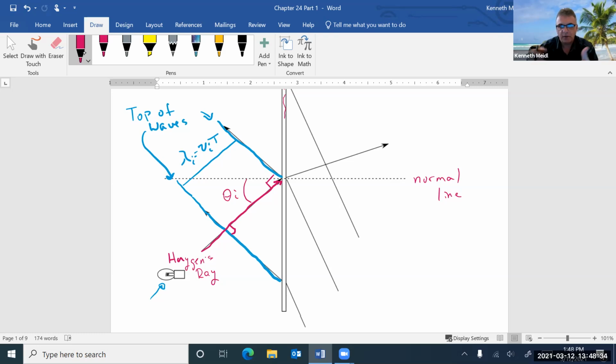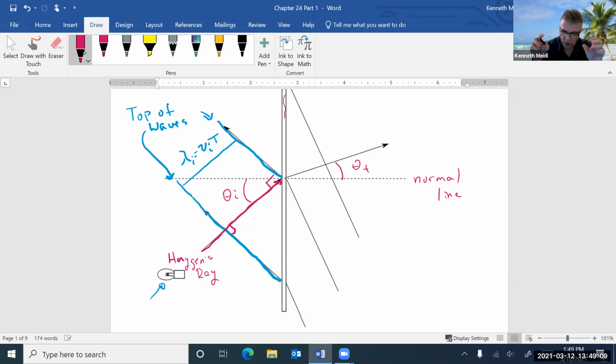So really, waves are moving at the speed of whatever the wave is in that material. In something like air, it's very close to 3 × 10⁸ meters per second. And I'm going to cut across those wave fronts with this Huygens ray, and it has to be at right angles to the wavefronts. I can see that this is my incident angle with the normal line, and in this material right here, this is the transmitted angle.